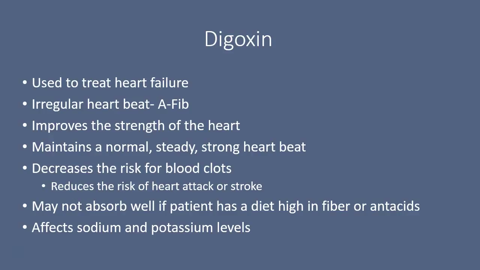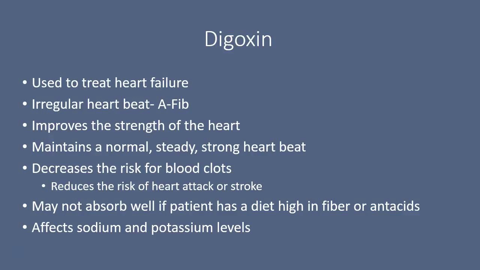Basically, if you give this, as I mentioned before in the other PowerPoint, AFib is where your atria is quivering instead of actually contracting and pushing blood out. So as that quivers and starts to churn that blood, it will cause blood clots. With digoxin, it actually causes the heart to contract better, and because of that, it actually reduces the risk for blood clots.